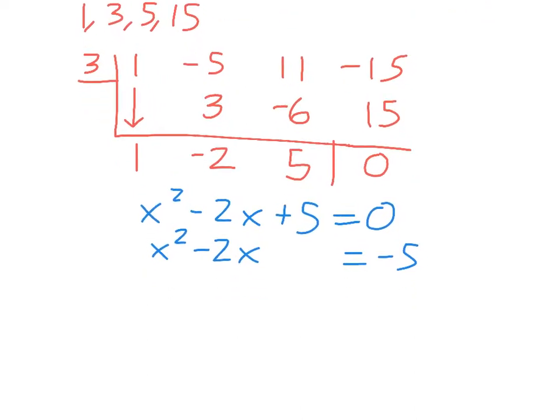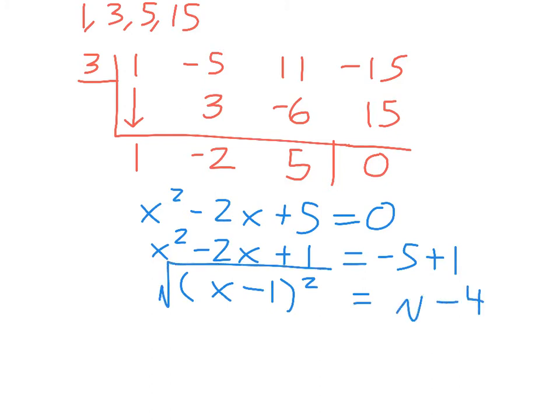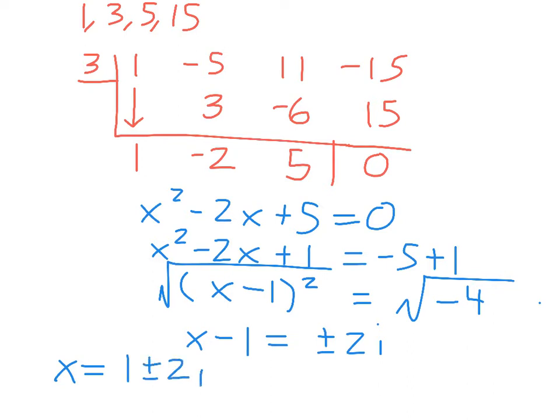The b value is negative 2. Divide that by 2, you get negative 1. Squaring negative 1, you get plus 1. Add that to both sides. If we factor, we get x minus 1 squared equals negative 4. So x minus 1 equals plus or minus 2i. Our final answer is 1 plus or minus 2i. And then earlier we found 3.